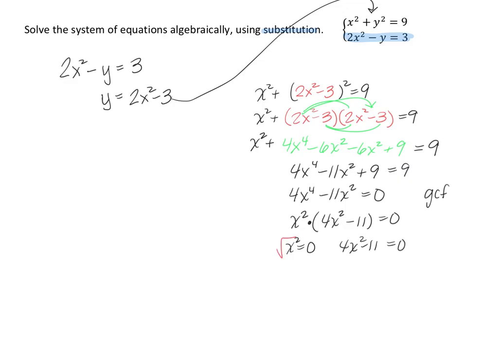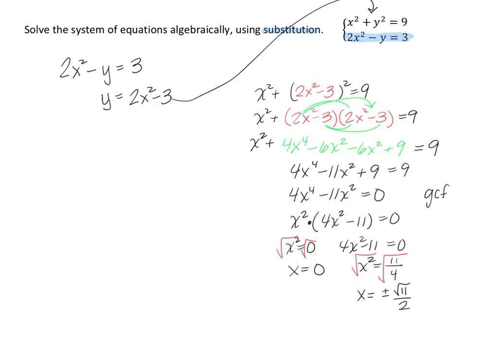If we square root both sides, we know there's no such thing as a plus or minus 0, so this is just x equals 0. And then if we add the 11 and divide by 4, we get x squared equals 11 fourths. And when we square root both sides here, we are going to get two solutions because we're going to get both the plus and the minus square root of 11 fourths, which if you simplify, I can't simplify the square root of 11, but the square root of 4 is certainly 2.